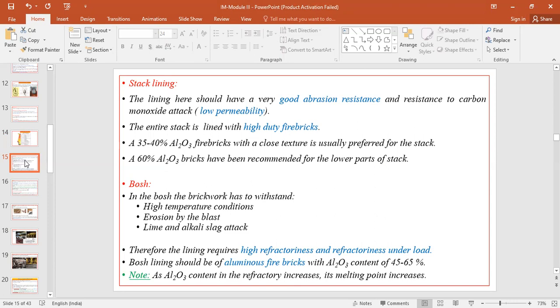Okay, this is having Al2O3 ranging from 35 to 40%. 35 to 40% of Al2O3 fire bricks are used at the stack part of the blast furnace. And especially at the lower stack part, you see there we are using fire bricks having Al2O3 content of approximately 60%.